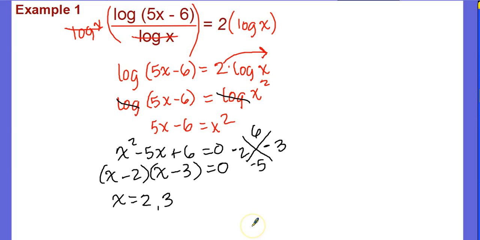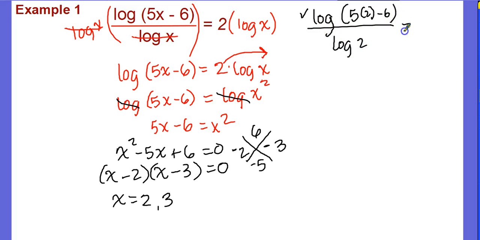Before we decide that 2 and 3 are our solutions, of course, when we're solving log equations, we have to make sure that we don't create a restriction or a domain error. So we have to actually check our answers. We'll check with a 2. So the log of 5 times 2 minus 6 divided by the log of 2 should equal 2. And of course, you can just plug that into your calculator, and it will tell you your solution, or you can continue to work it by hand. That's the log of 4 divided by the log of 2 equals 2.